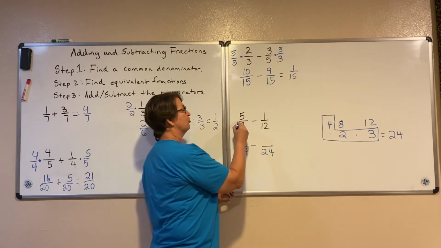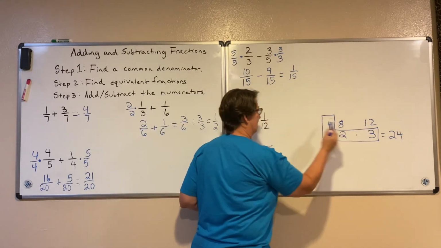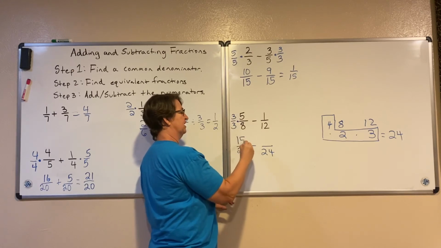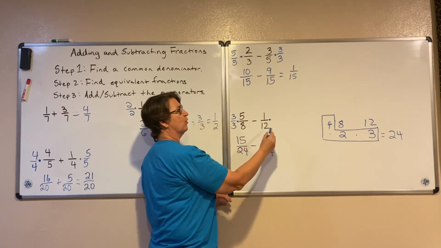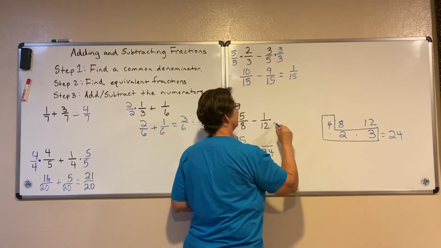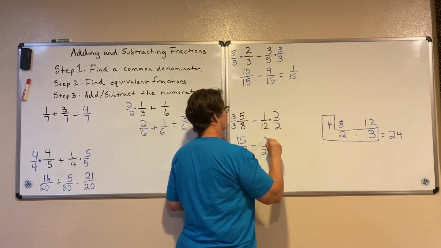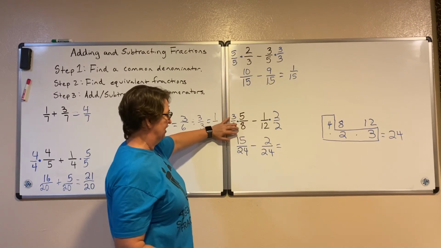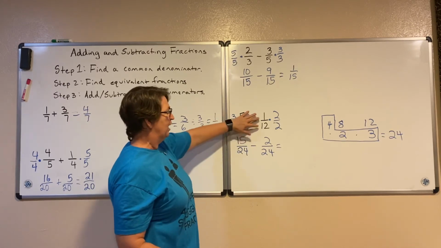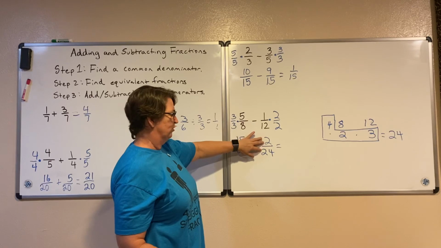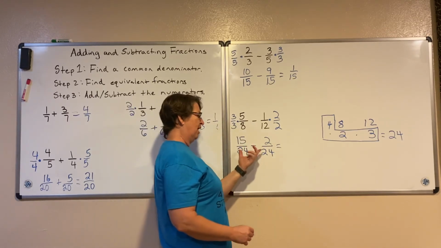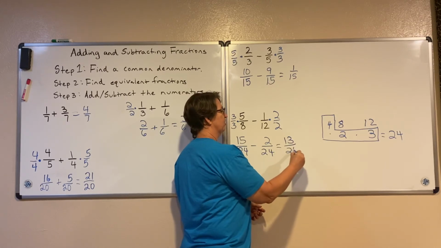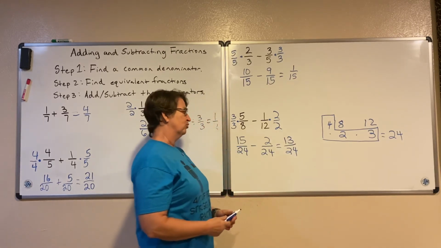So to get there, I multiplied this 8 by the 3 to get to 24. 3 times 5 is 15. I multiplied the 12 by the 2, so 2. Once I have that common denominator, 5/8 is the same as 15 24ths, and 1/12 is the same as 2 24ths. Once I have the common denominator, I just simply subtract in the numerator position, so that it's 13 24ths.